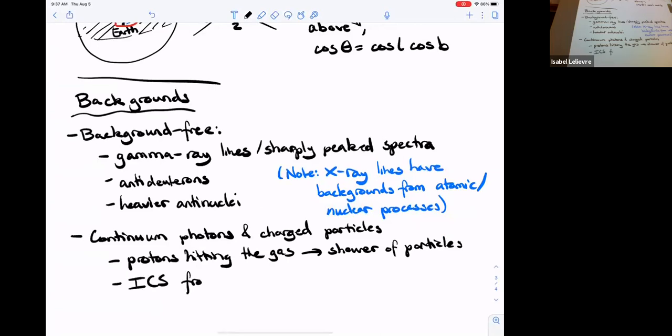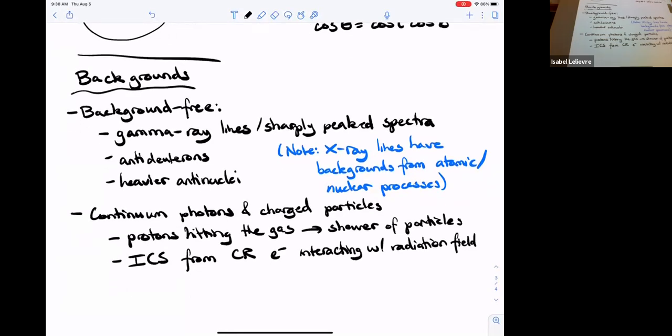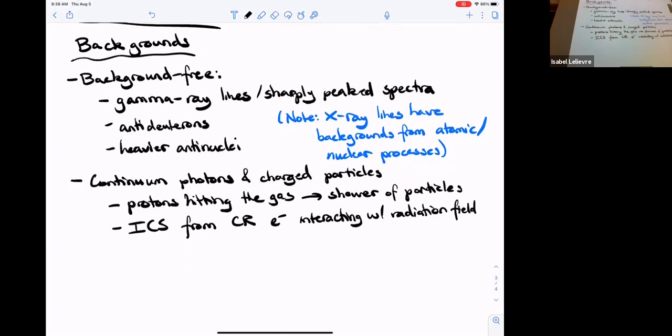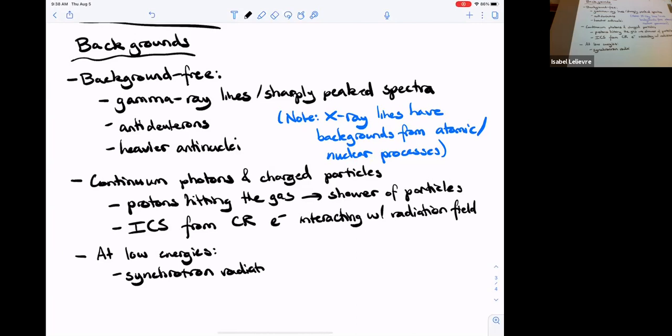ICS: CR electrons interacting with the radiation field. There's usually a subdominant contribution, but there's also bremsstrahlung as the electrons scatter off the gas. They will radiate as well. And then at lower energies, you can have synchrotron radiation, which is typically in the radio to microwave band. Cosmic ray electrons in our galaxy produce synchrotron radiation in the radio to microwave.